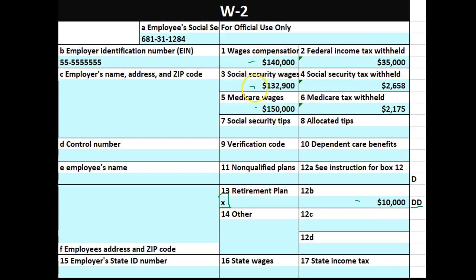Box 3 hit the cap at $132,900, and box 5 is at the $150, which is closer to their actual compensation that they actually received. That's what they kind of really earned, not given the fact of what the taxes are. So that's just some kind of examples of the types of things that could be in place.